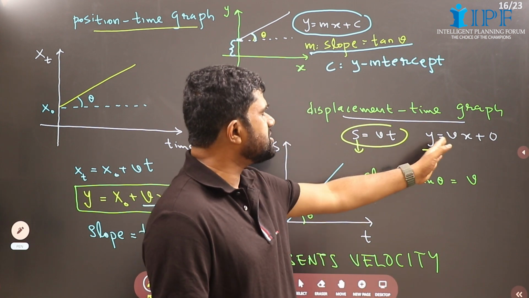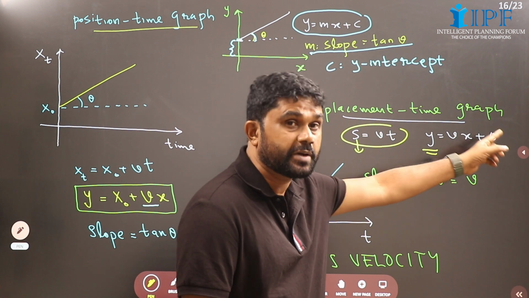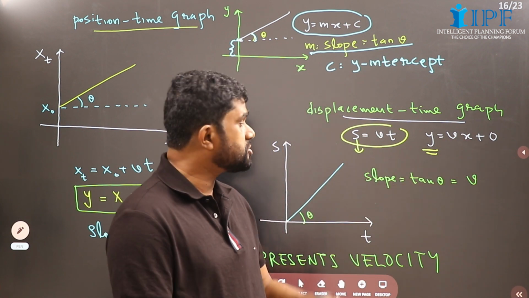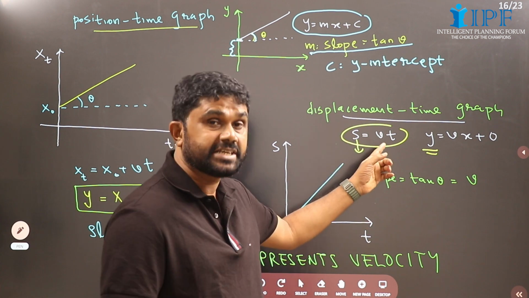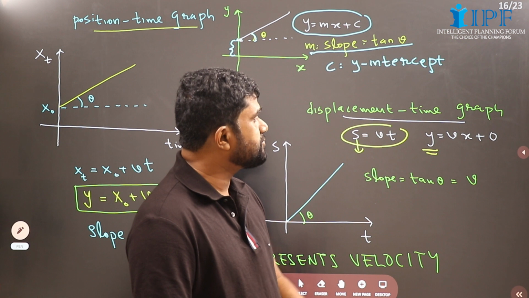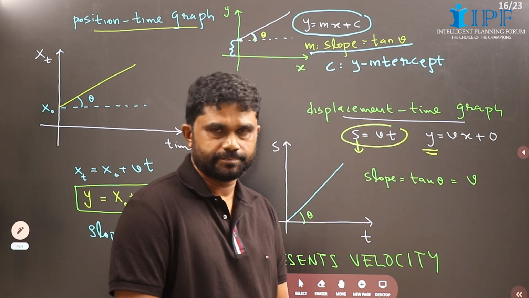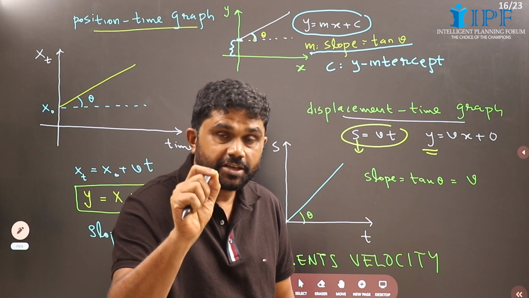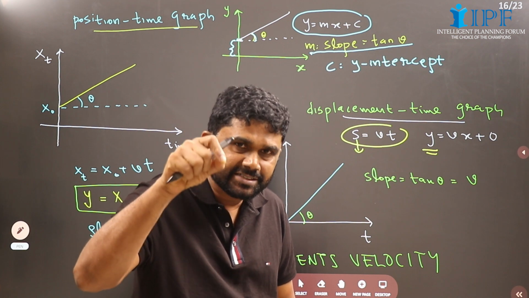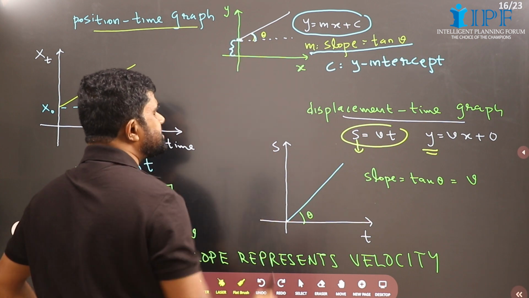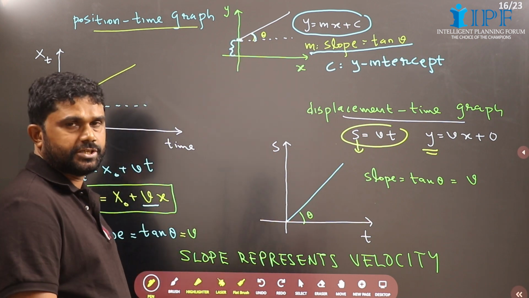So again, this is of the form y equals mx plus c. What stands for m here? It is velocity. So the slope of the displacement-time graph also represents velocity. What stands for the y-intercept here? It is 0. Means the y coordinate of the point at which the line cuts the y-axis is 0. This distance is 0, means the line should pass through the origin.